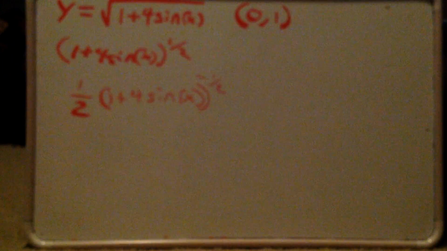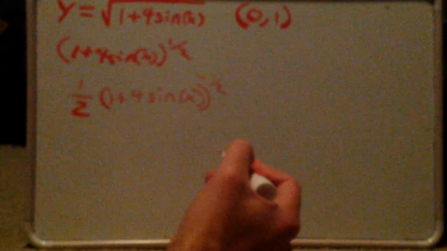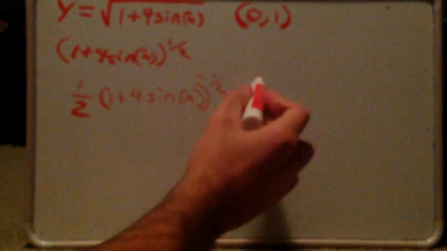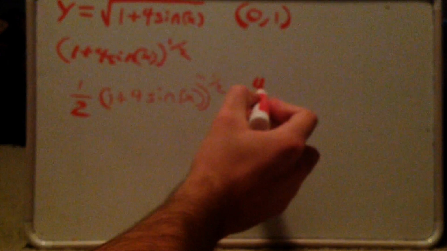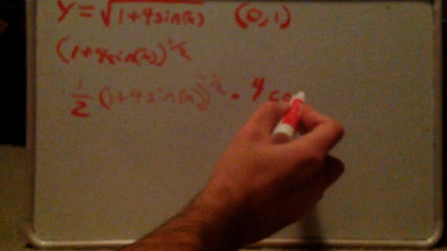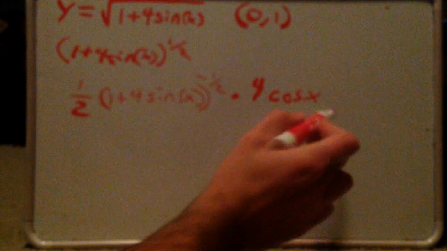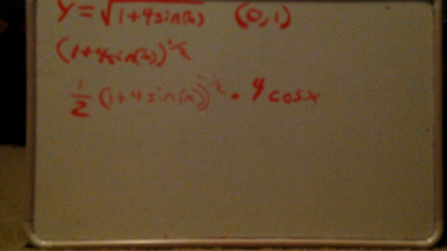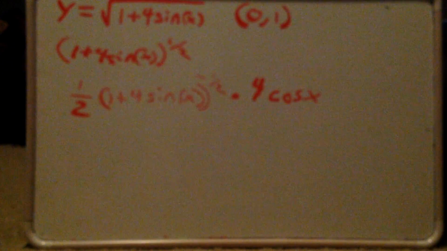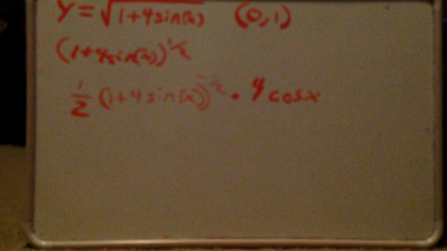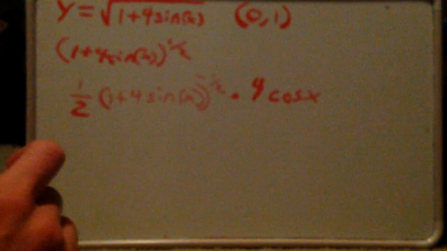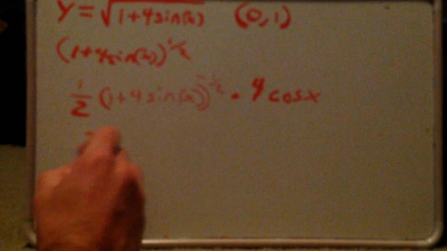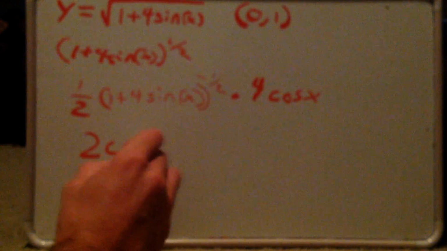And then following the chain rule, we have to multiply it by the derivative of the inside of the parentheses, and that will give us 4 cosine of x. Alright, now that we have taken the derivative of everything in the equation, we can just simply do our normal algebraic functions and simplify this. So 4 times 1/2 equals 2, so we can get 2 cosine of x.